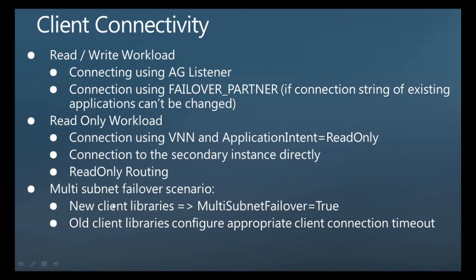I already mentioned the multi-subnet failover keyword in solution 1. So this also applies to solution 2. If you use an availability group listener across multiple subnets, you want to use multi-subnet failover equals true in your connection string if you're on the new client. For the old client, it's the same thing. Just configure the client connection timeout value to make it connect to the second available IP when it gets it from the DNS.